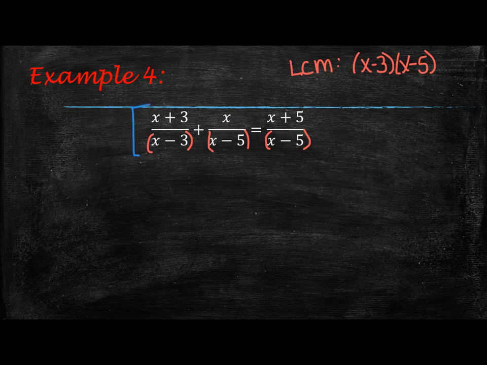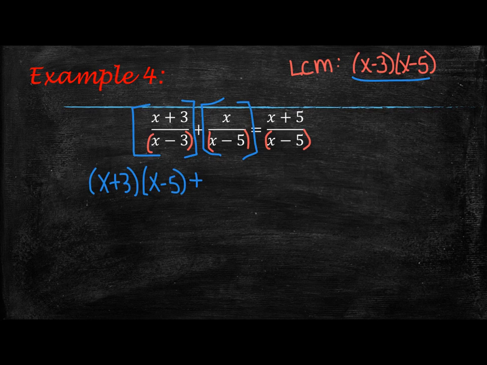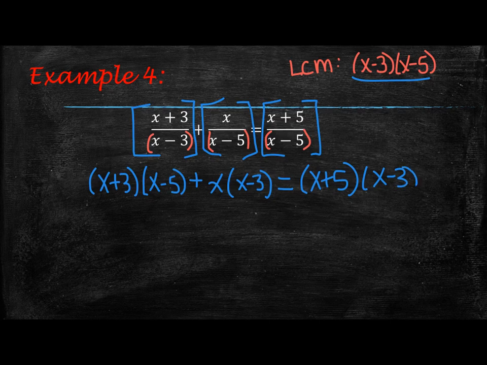So if I multiply this fraction times my LCM, the x minus 3's cancel, so I'm just going to have the x plus 3 in the numerator multiplied times x minus 5. Plus, when I multiply it here, the x minus 5's cancel, so I would just have x times x minus 3. And then with this one getting multiplied, the x minus 5's cancel, so I'll have the numerator x plus 5 getting multiplied by the missing x minus 3.